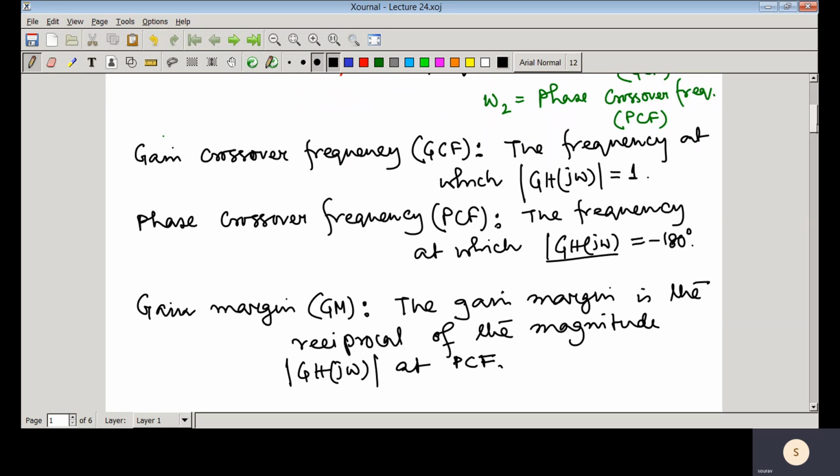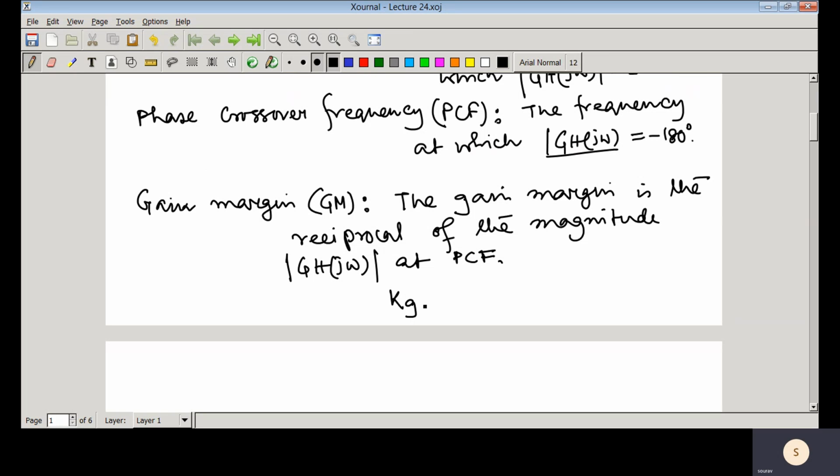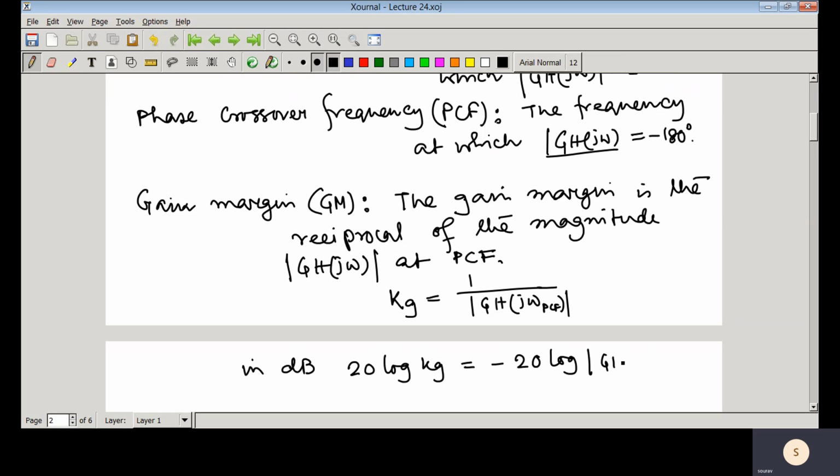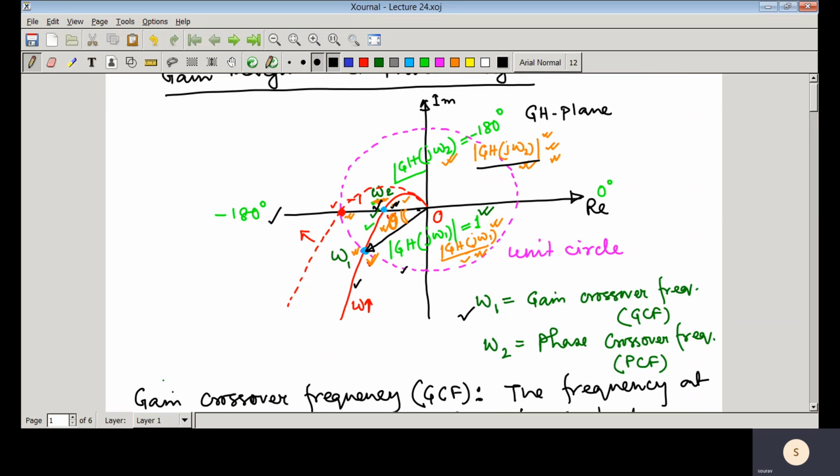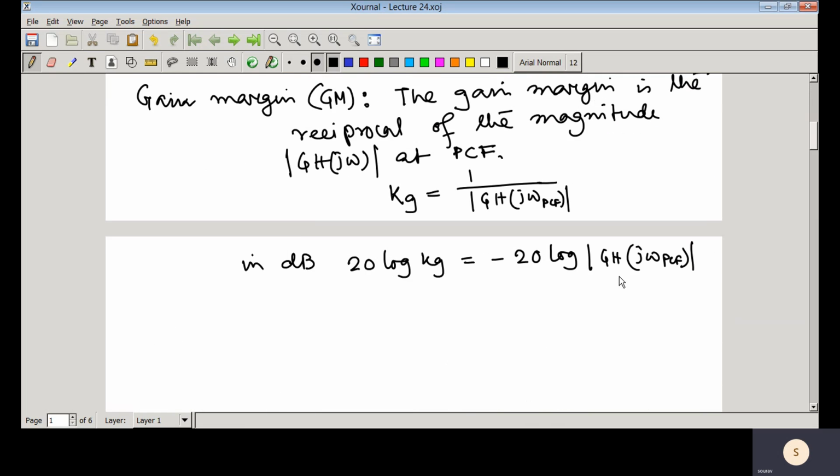So this is written as Kg. Kg is the reciprocal of this one, and this one would be at the phase crossover frequency. That means the gain calculated at phase crossover frequency, if we take the reciprocal of that, gives you the gain margin. So in dB scale, it would be 20 log Kg, and this is minus 20 log GH(jω) at PCF. From here you can see that this gain is less than 1, and when it is less than 1, the log of that value, 0.1, 0.2 like that, would be negative. So negative of negative would be positive.